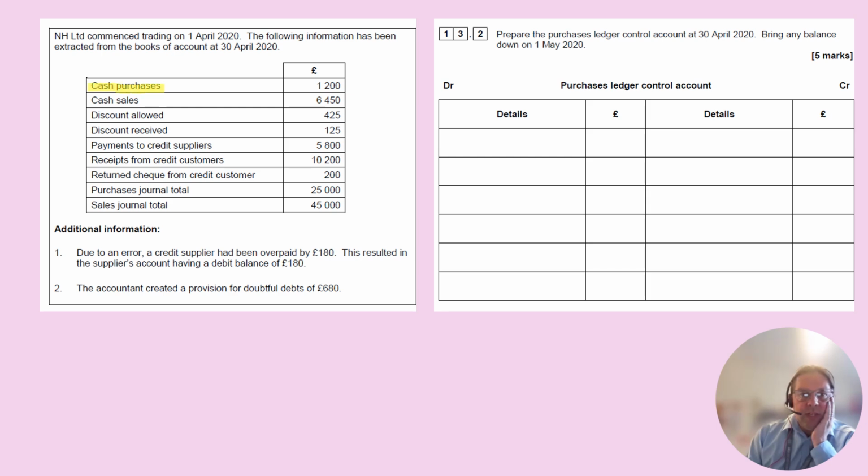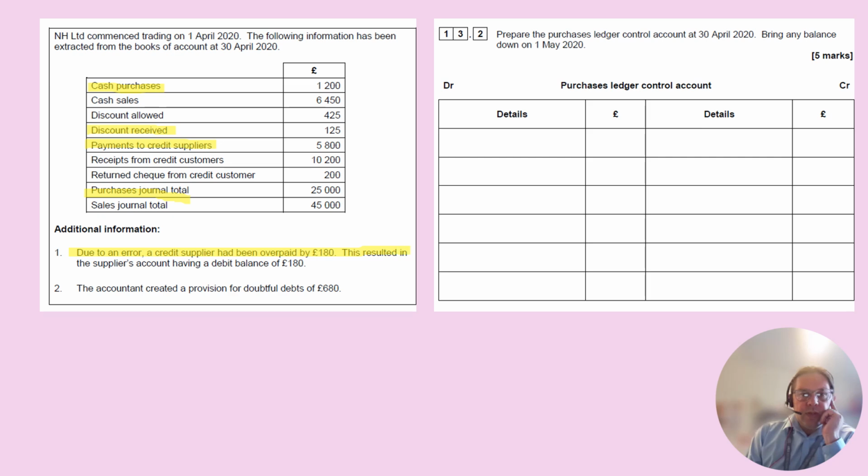The first one: cash purchases will not go in the purchase ledger control account because that is paid for instantly, so it's not a credit transaction, not included. Cash sales, when it's a sale, is automatically irrelevant. Discounts allowed are for the sales ledger. Discounts received, however, would go on the debit. Payments to credit suppliers would go on the debits, reducing the amount we owe. Receipts from credit customers, sales ledger, not relevant. Returned cheque from a customer, sales ledger, not relevant. Purchase journal, yep, that's going to go on the credit, the amount we bought. Sales journal, sales ledger control, not relevant.